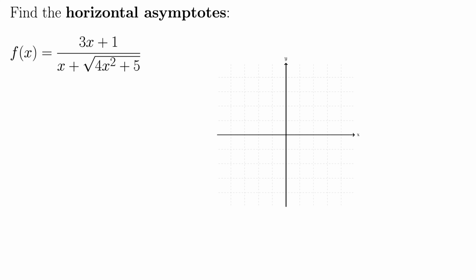And you can have 0, 1, or 2 horizontal asymptotes. So let's quickly take a look at some graphical examples of what those might look like before we dive into this particular example. Okay, so here's a rough example of a function with one horizontal asymptote.